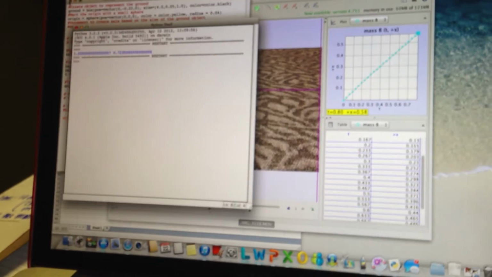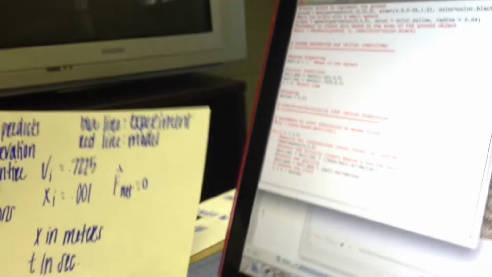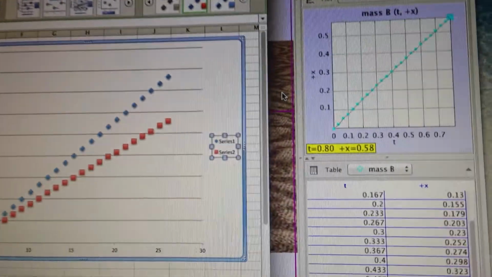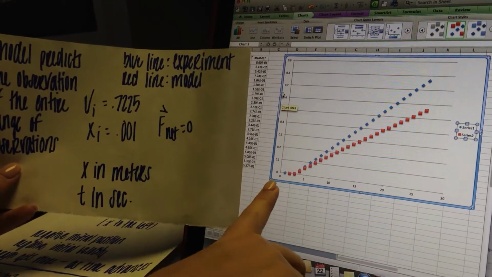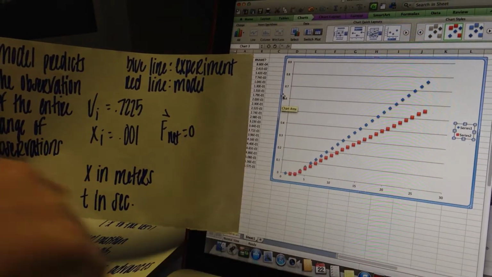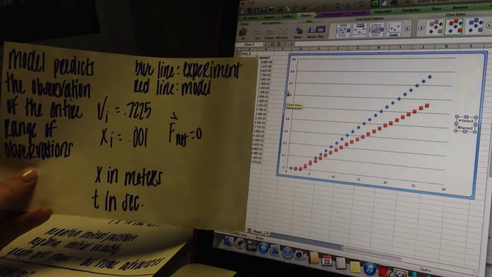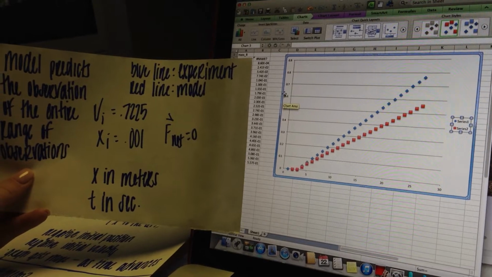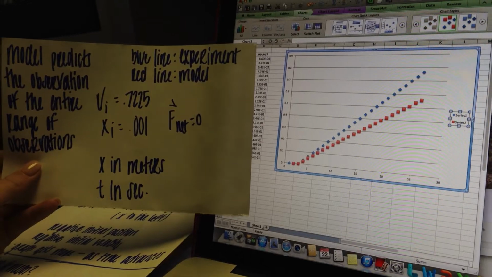So now we ask the question of how our Tracker data compared to our model data. Here we know that our x is measured in meters and that our t is measured in seconds. The blue line is showing our experimental values, and the red line is showing our model values. This model predicts the observations over the entire range of observations. So there they are compared to one another.